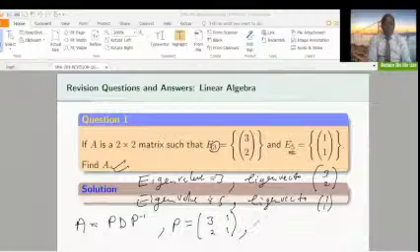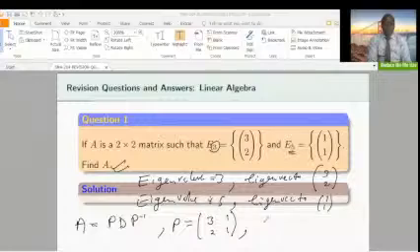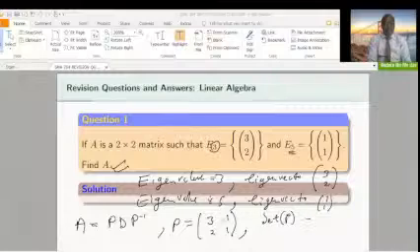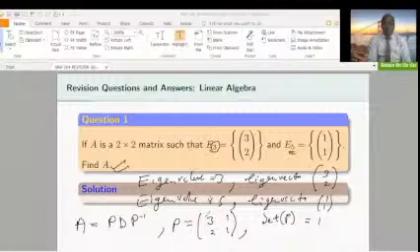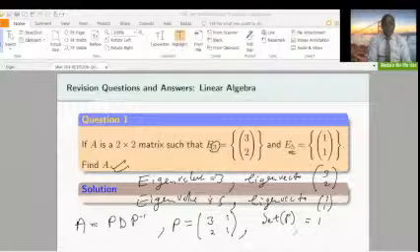So to find the inverse of P, first of all, we want to find the determinant of P, which is 3 minus 2. To find the determinant of the matrix, it is the product of this diagonal minus the product of this diagonal, and so that is 1.